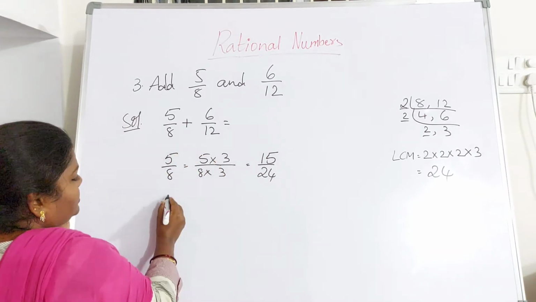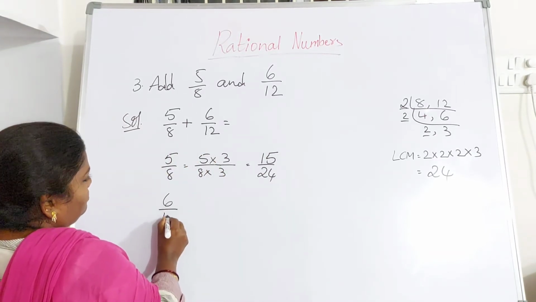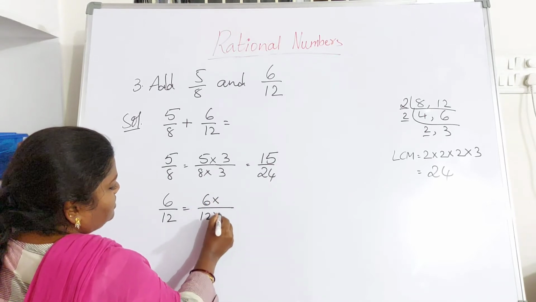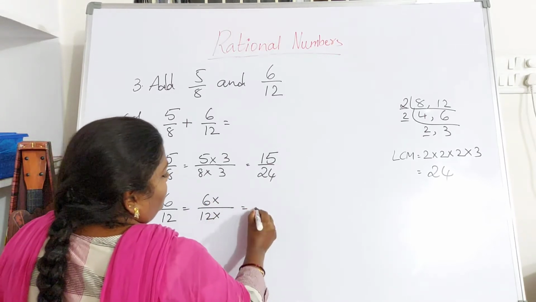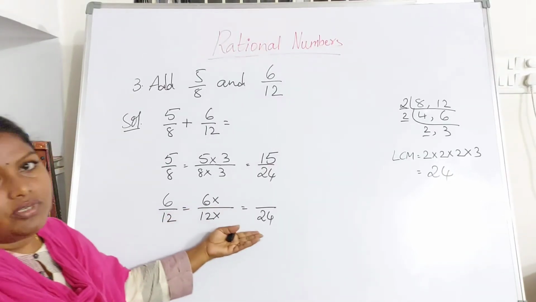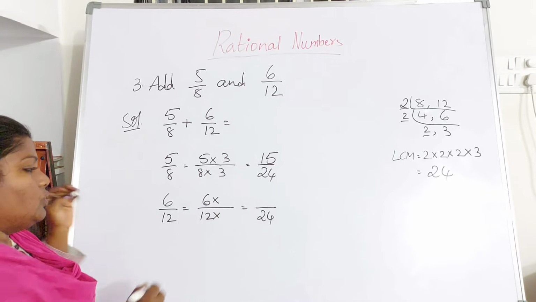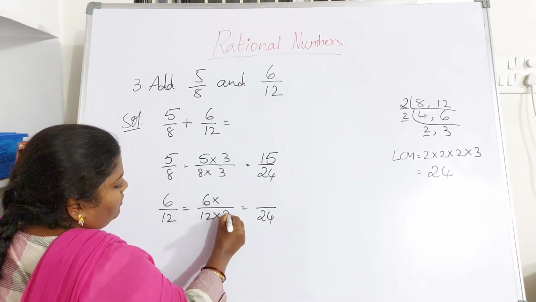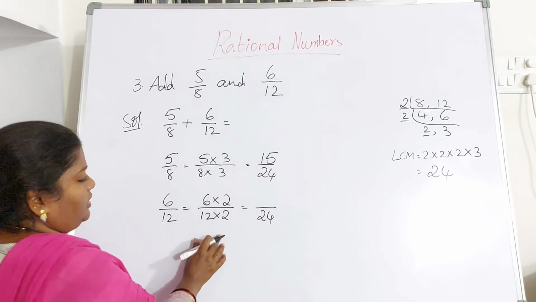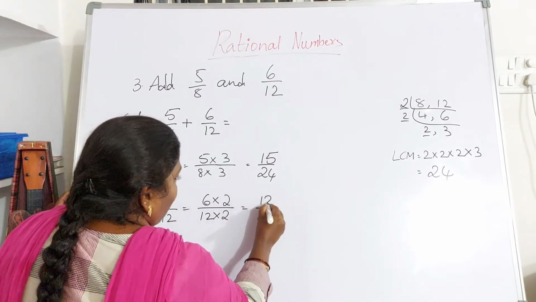In the same way, take the second one, 6 by 12, 6 into some number and 12 into some number. Now the denominator should be 24. Now 12 into how much gives you 24? It is 2. So you should multiply 2 in numerator and also in denominator. So 6 2s is 12.